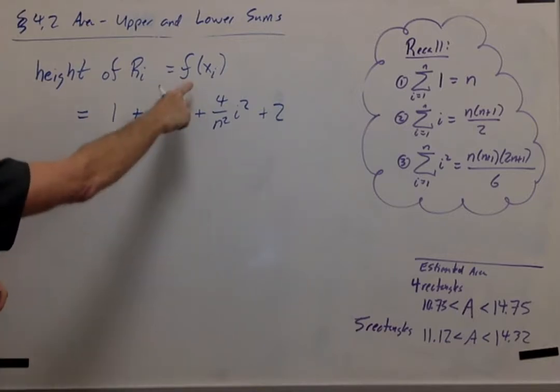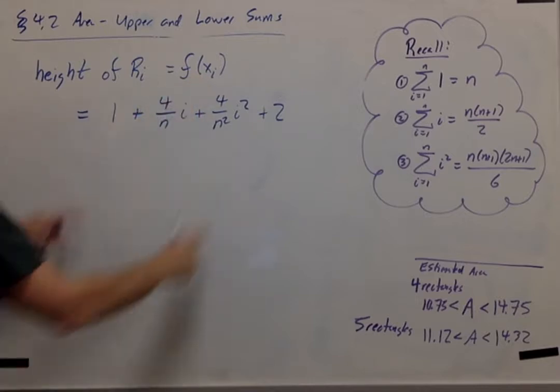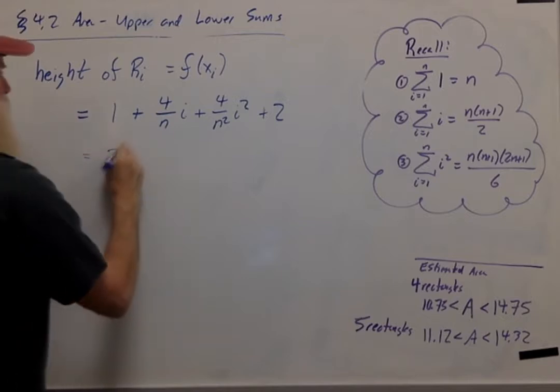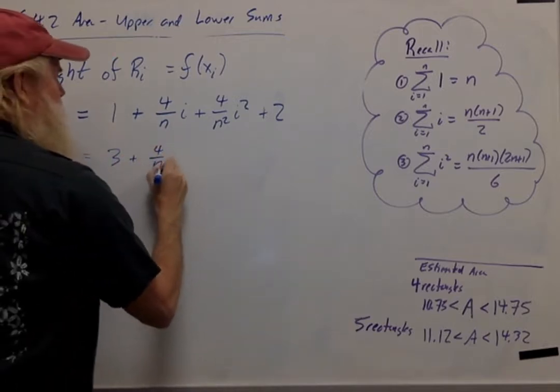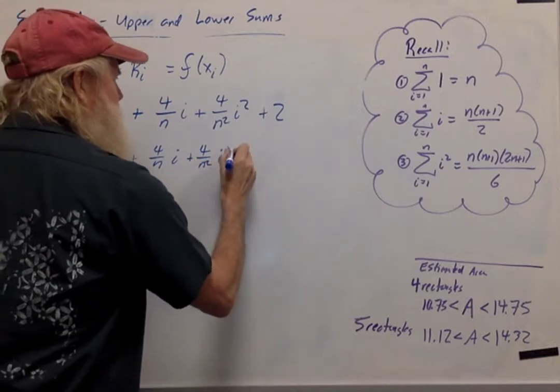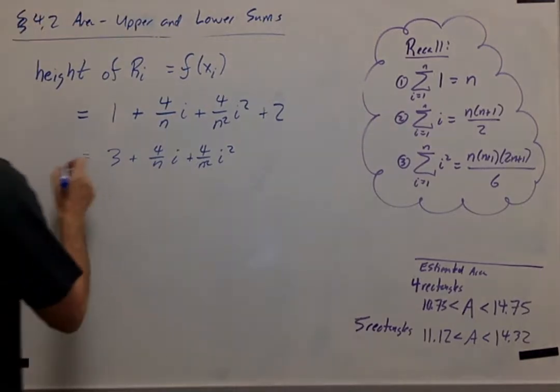We had found the height of the function at the point x sub i. And then we can combine the like terms to get 3 plus 4 over n i plus 4 over n squared i squared. And this is the height of the ith rectangle.